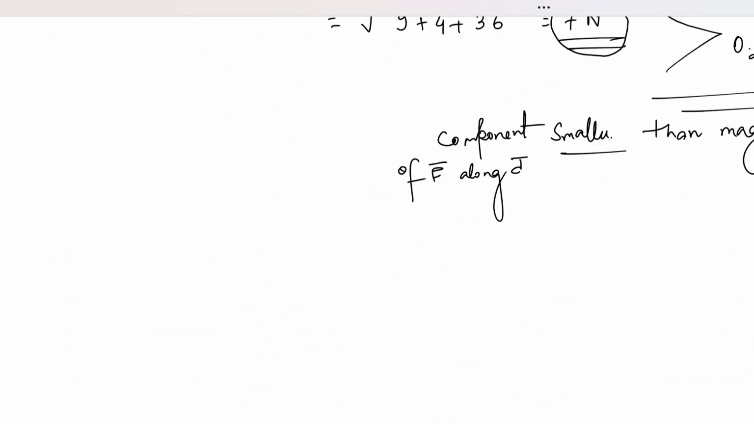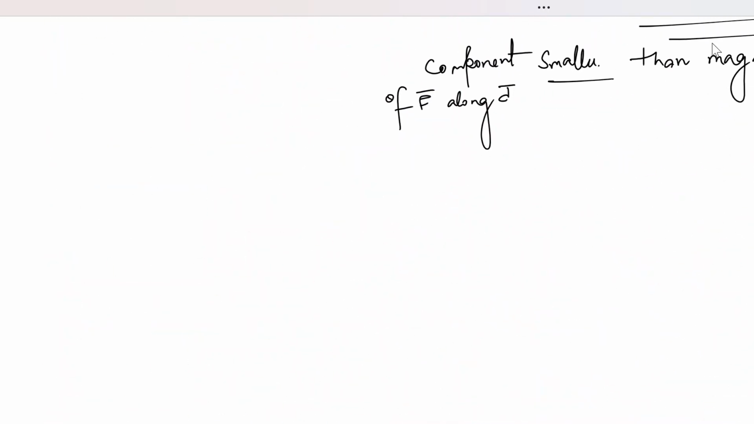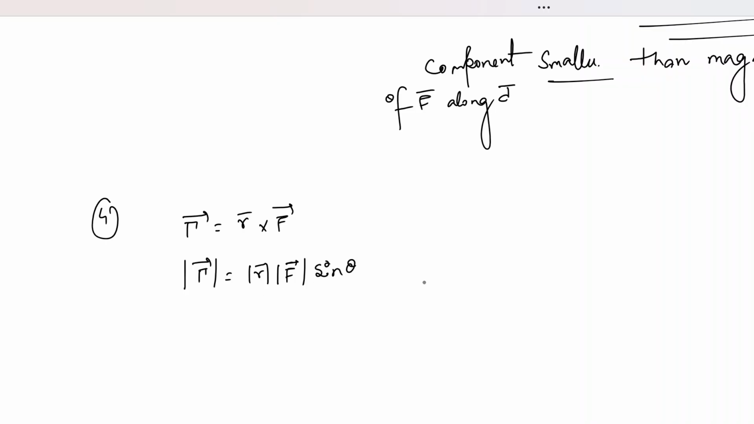So let us choose this blank page since there is not enough space there, and solve this. Since tau vector is R cross F, this is a vector cross product, so tau is automatically a vector, but we know the modulus of the tau vector from the definition of cross product. This is simply the product of the moduli of R and F, and then sine theta, where theta is the angle between R and F.